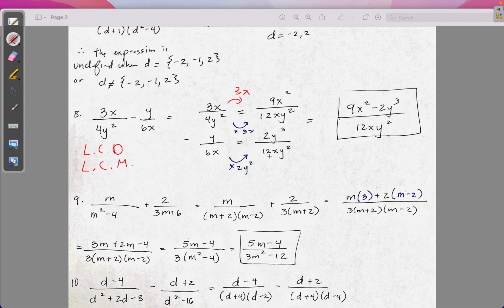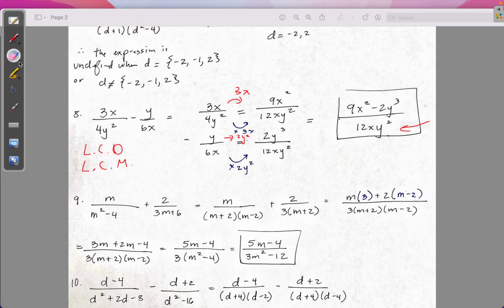Same thought process here in the denominator of this other fraction. Somehow this 6x became 12xy squared. How? We multiplied by 2 to get to 12, and then y squared. Same thing has to happen here in the numerator. Let's multiply by 2y squared, and in doing so, we get 2y cubed. Now that they have the same denominator, that frees us up, kind of gives us the green light to simply write 9x squared minus 2y cubed all over the least common denominator. And now there's no further room for simplification.